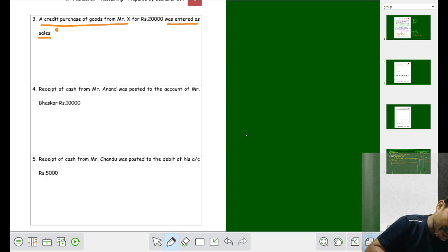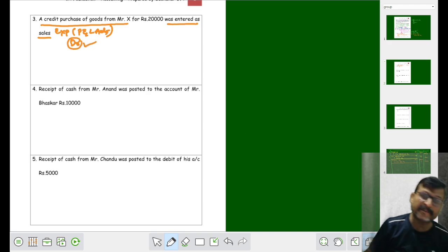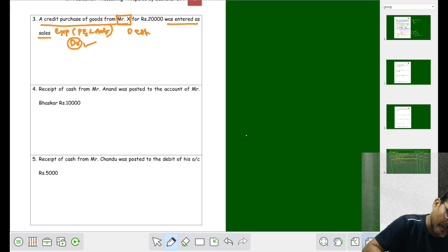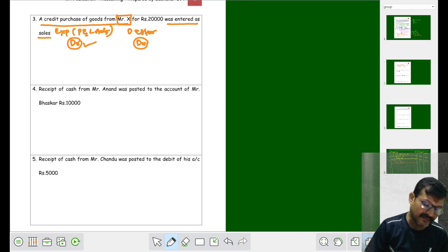Credit purchase. Purchase means what? Expenses. In the place of expenses, what do we have to use? We have to use P&L adjustment. It is to be debited correctly. Then who is Mr. X? Mr. X is your debtor. Debtor is an asset. Asset is to be debited, increased. Right? Asset is to be debited.